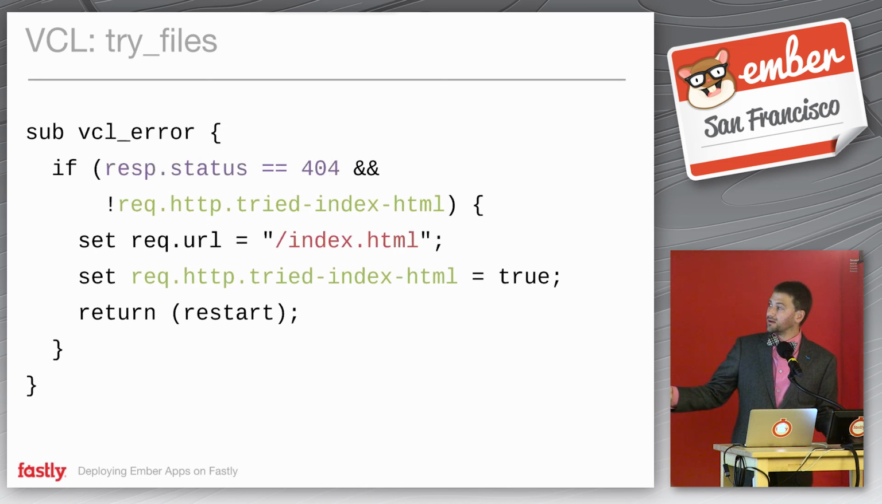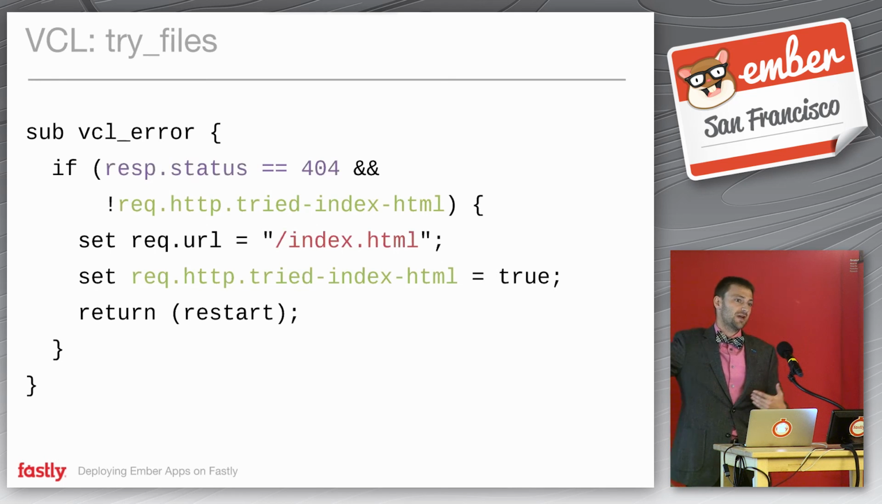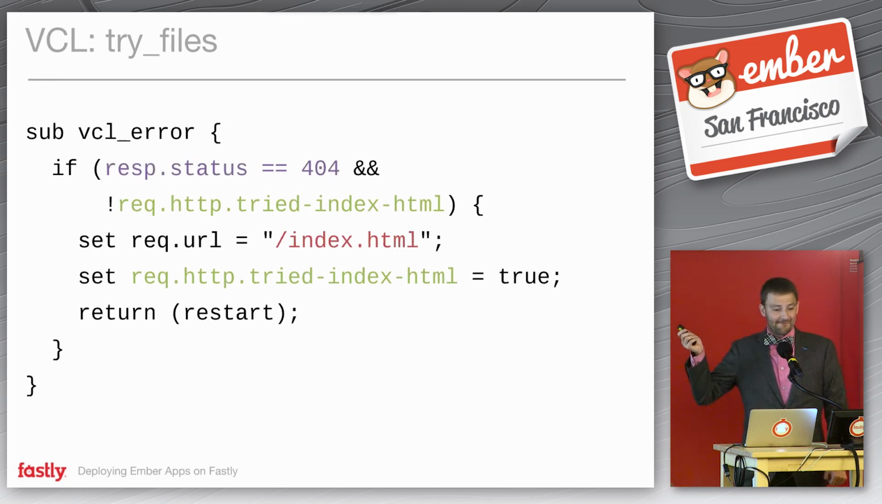and we set the URL to index.html, and then we just use this little marker header to prevent ourselves from infinitely looping in case index.html doesn't exist. And we restart the request, meaning go back to the top of Varnish and run all of your rules again, but treating it as index.html. So look it up in cache. If it's in cache, serve it. If it's not, go look it up from some origin and put it into cache. This works really, really well.